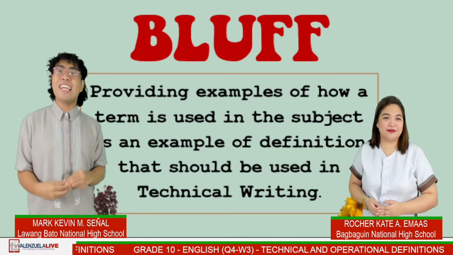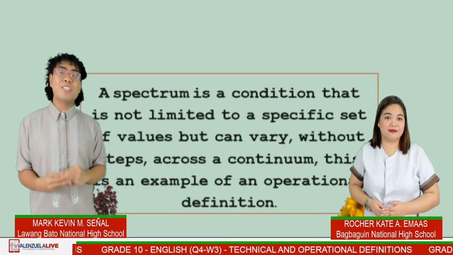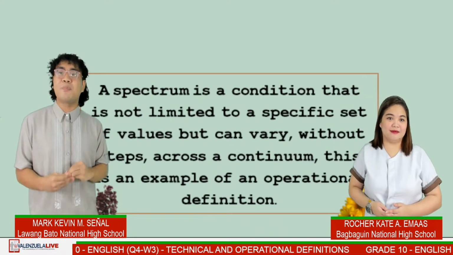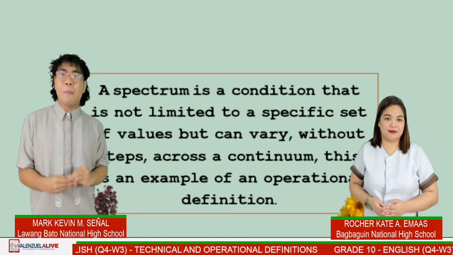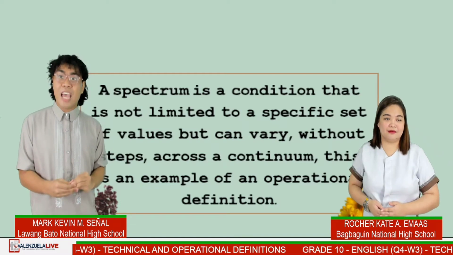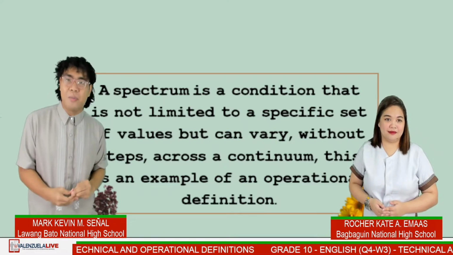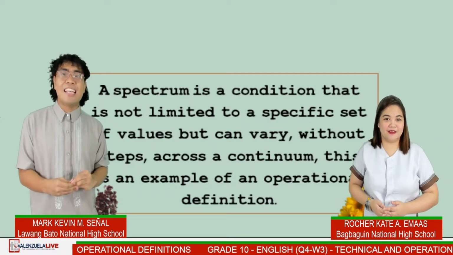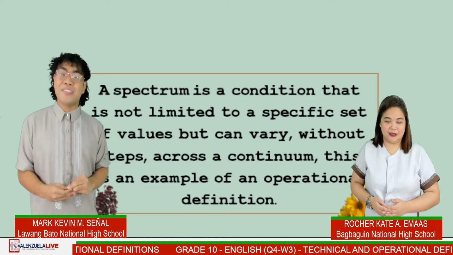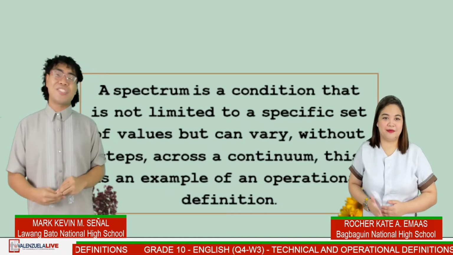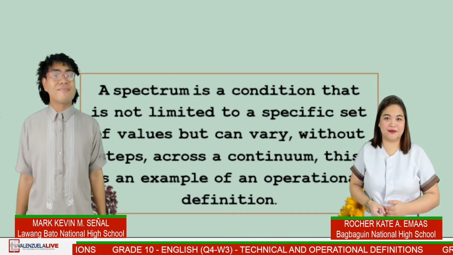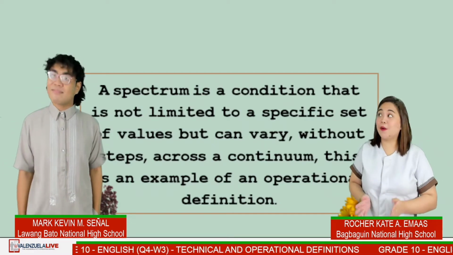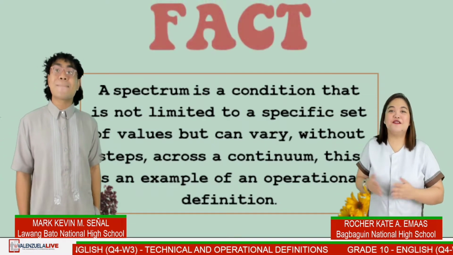Now our next statement says, a spectrum is a condition that is not limited to a specific set of values, but can vary without steps across a continuum. This is an example of an operational definition. Is it a fact or a bluff? 5 seconds to comment your answers. Okay, time's up. The correct answer is a fact.